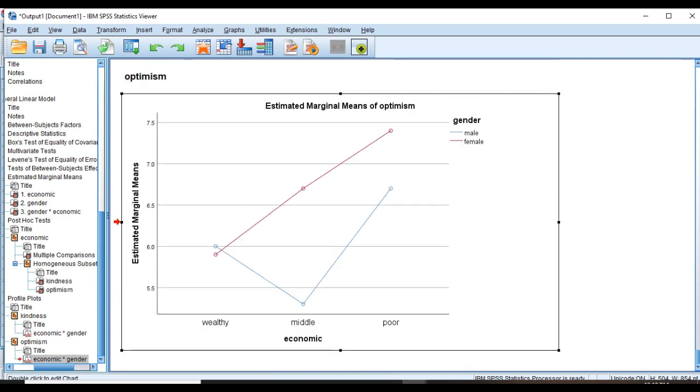Looking at optimism for females, the same trend applies. For males also, we can see a slight difference here, that optimism of wealthy males is more than the optimism of wealthy females, and that's it.